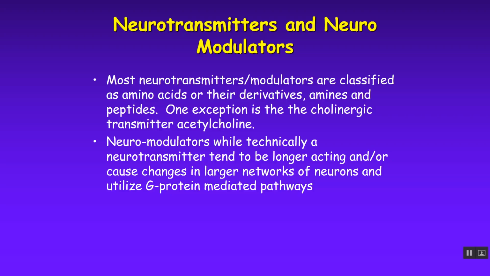Most neurotransmitters and modulators are classified as either amino acids or their derivatives, amines, and peptides. The one exception is the cholinergic transmitter acetylcholine. There's also nitric oxide as a neurotransmitter. It's a gas, so it doesn't fit that. That's that other one on there you saw. Neuromodulators still fit under the big category. It's still a neurotransmitter, but neuromodulators tend to be longer acting, and they tend to activate those G protein receptors. That's what neuromodulators tend to do.